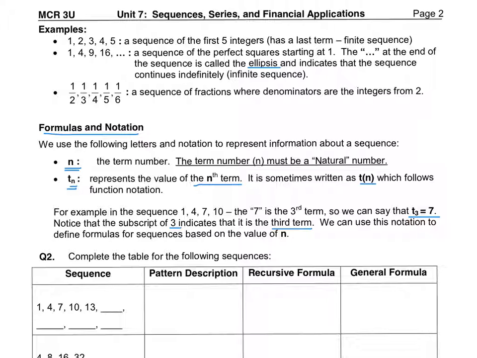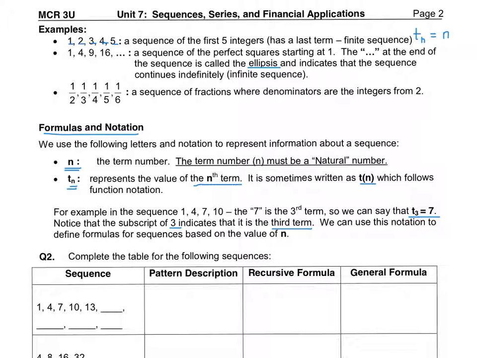We can use this notation to define formulas for sequences based on the value of n. All right, so if we look up above at these examples, for the first one the term number is the actual value of the term as well. So a general term for this first one, I could say that term n is just equal to whatever term number we are working with. It's just equal to n itself. So term 1 is equal to 1, term 2 equals 2, term 3 equals 3, and so on.